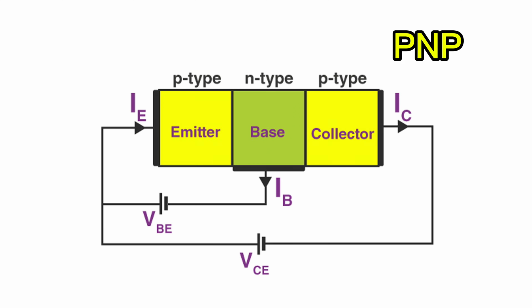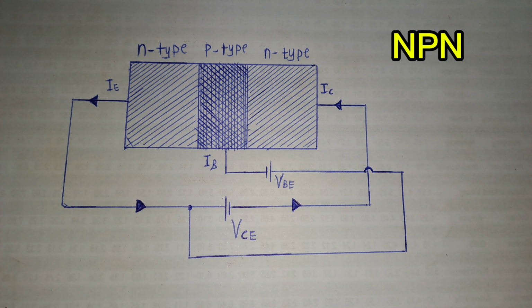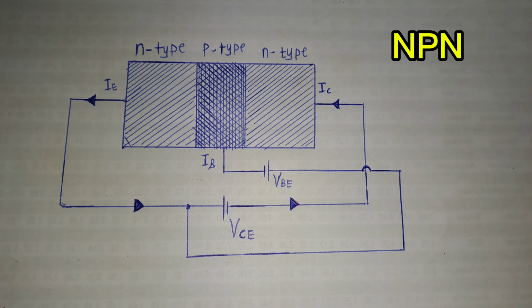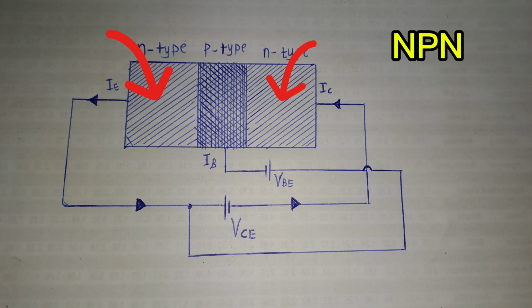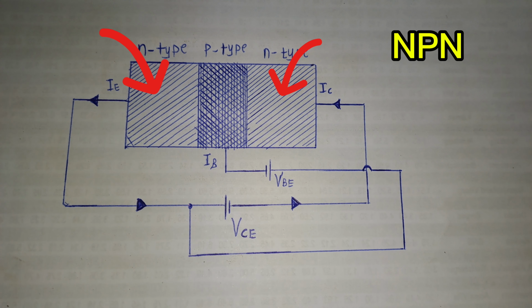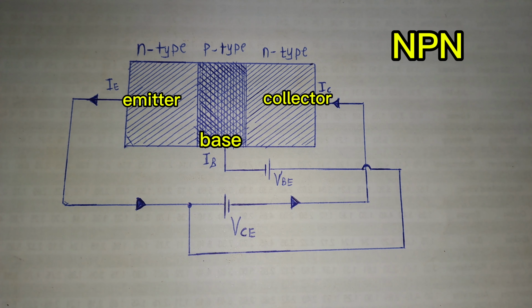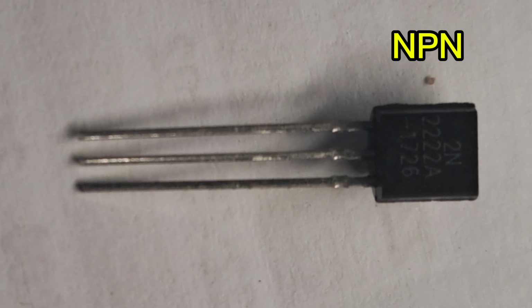In an NPN transistor, a p-type semiconductor is used between two n-type semiconductors, for which the p-type semiconductor is called the base. The other two n-type semiconductors are called the emitter and the collector. This transistor is called the 2N4402 transistor. When you search for its datasheet, here is its pin configuration.